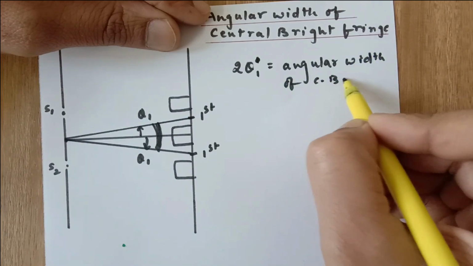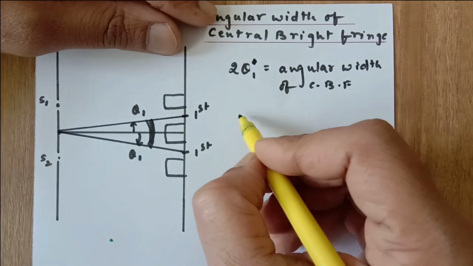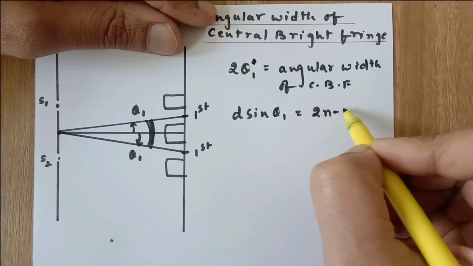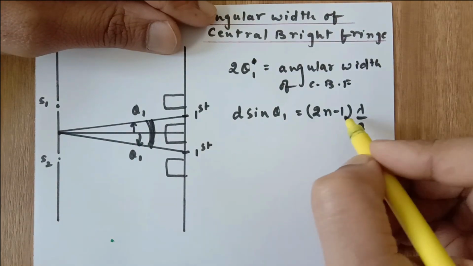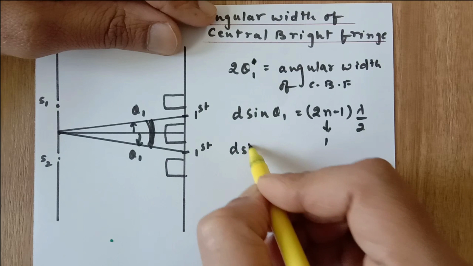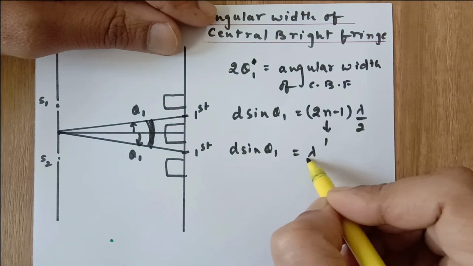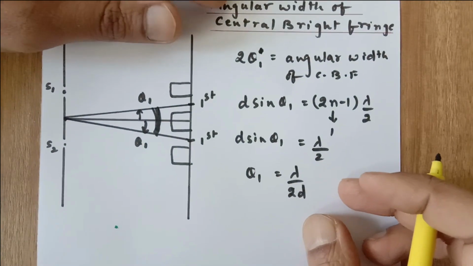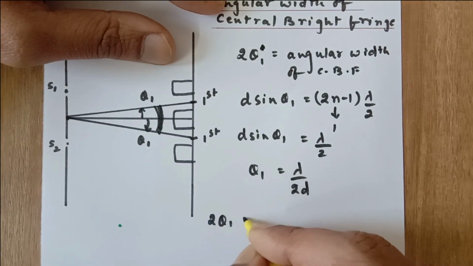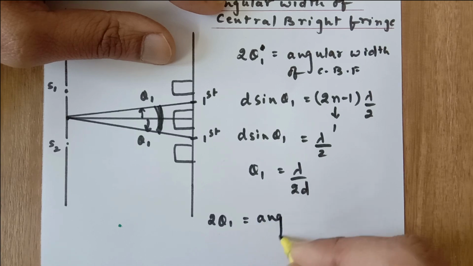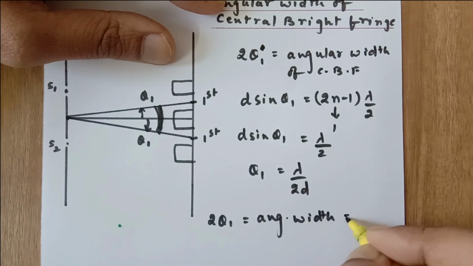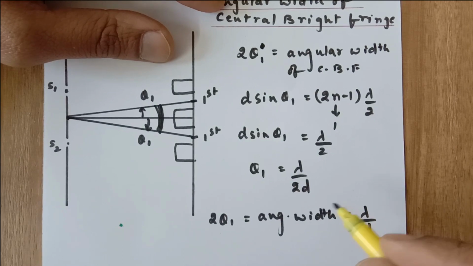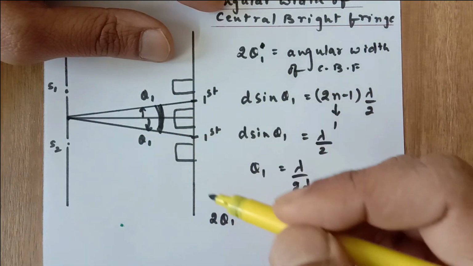Now if I apply the same concept, d sine theta 1 is equal to (2n minus 1) lambda by 2, and I substitute n equal to 1. So d sine theta 1 is equal to lambda by 2, which means theta 1 is equal to lambda by 2d, assuming this angle theta to be very, very small. So twice theta 1 would be the angular width, that is equal to lambda by d. So we are getting the angular width of the central bright fringe the same as the angular width of any of the dark or the bright fringes.